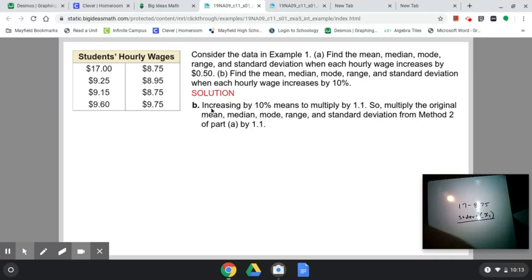Now, when we look here, increasing by 10%, we're going to multiply by 1.1. Now, hopefully remember back to chapter 6, this is almost like a growth factor. We're increasing by 10%, so our growth rate is 10%. Our growth factor is 1.1. This stuff never goes away, guys. So now when you do that, you multiply all that stuff out, you get a mean of 10.62. You would multiply all of the original data by 1.1 and get your new data set.